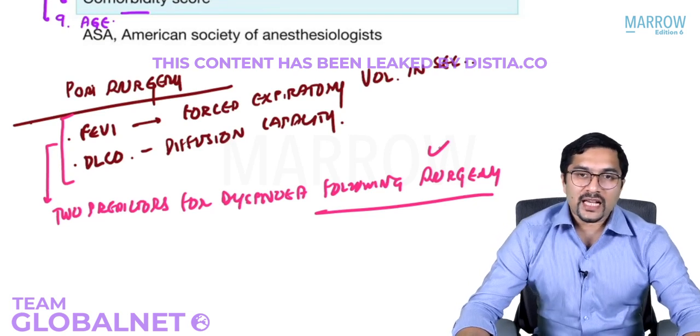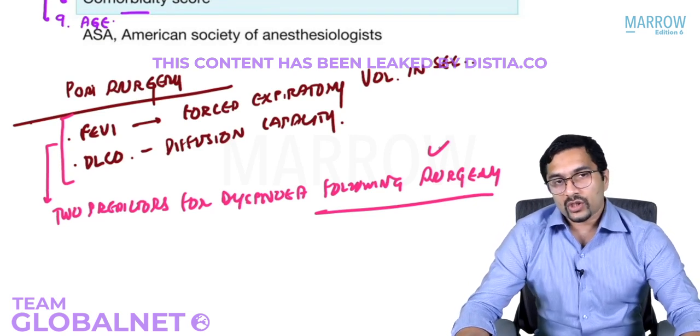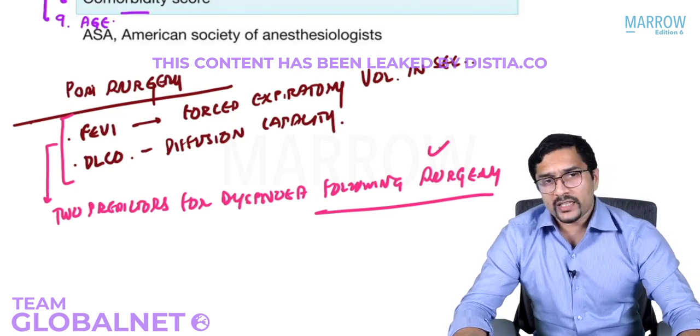Now, this thoraco score was asked in the NEET exam, so you should know about it. You should know that there are 9 parameters which are included in the thoraco score.